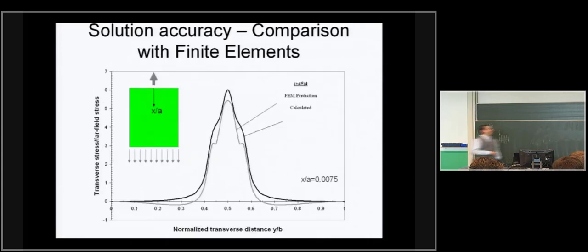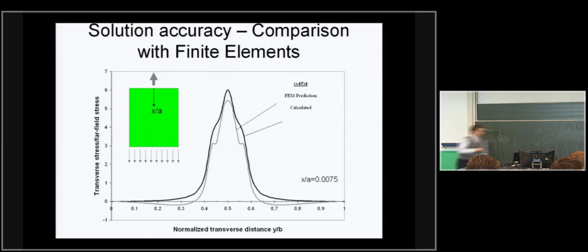And then we take a case of the sigma y stress. So that's sigma y. Remember, my x is going up, my y is transverse. So sigma y is the normal stress in this direction. And again, this is plotted as a function of y over b at the same location, x over a equals 0.0075.